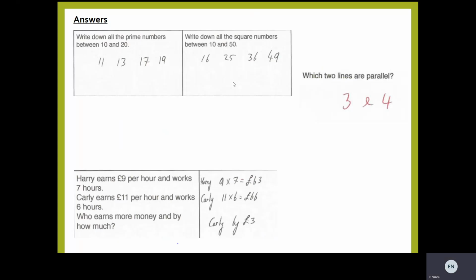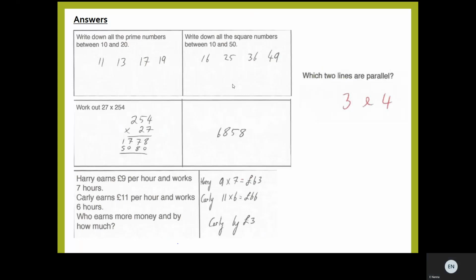Harry earns £9 per hour and works for 7 hours. Callie earns £11 per hour and works for 6 hours. Who earns more money and by how much? So what you're simply going to do here is work out how much Harry will be earning in 7 hours. So you do 9 times 7, that's £63. Callie, 11 times 6, £66. And all you simply need to do is find the difference. Did you get that right?